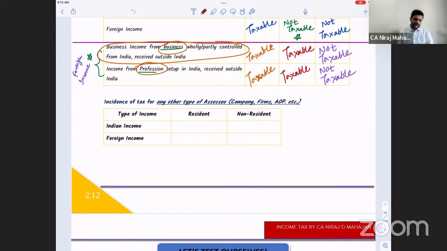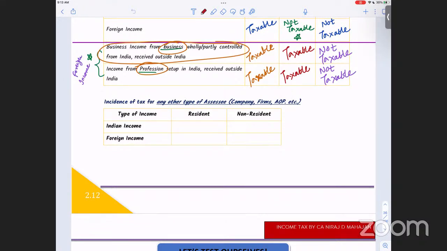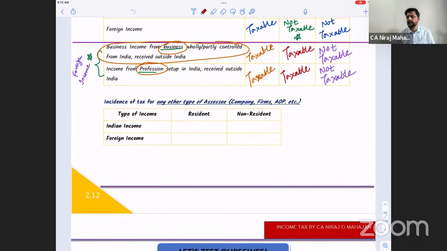But foreign income of a special type is taxed for RNOR, only that special type. That is your business income or profit. You can say income from business or profession which is outside India, but controlled or set up from India.